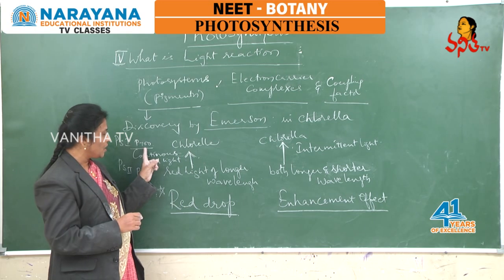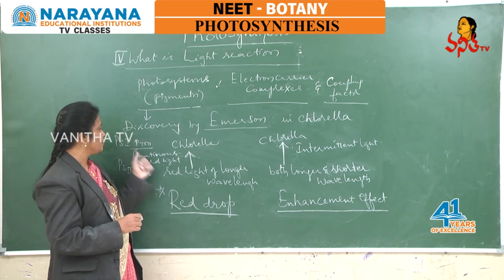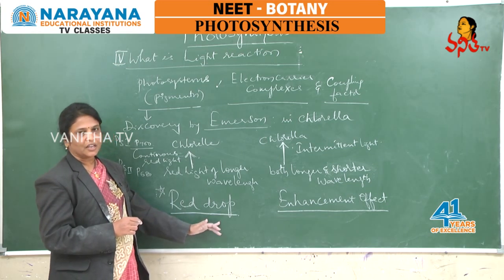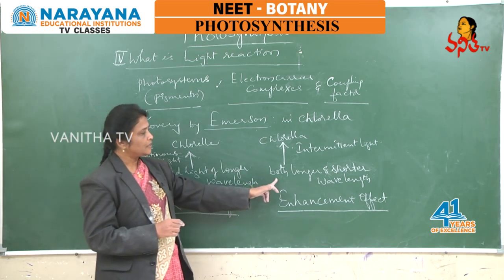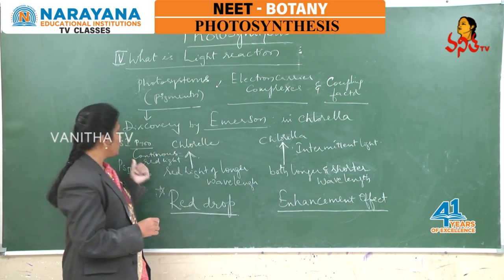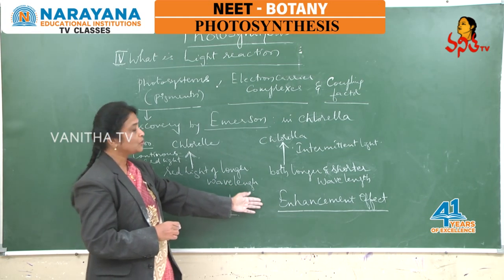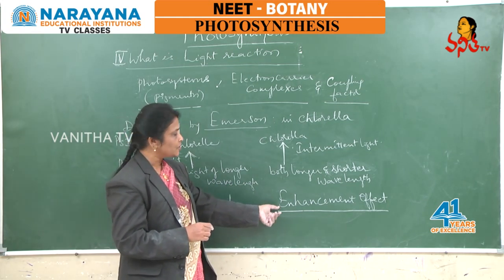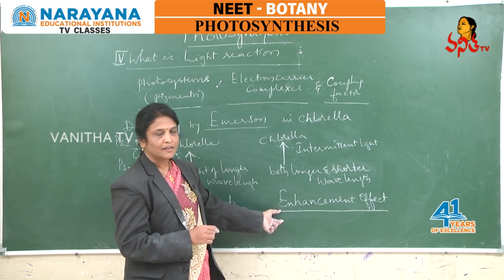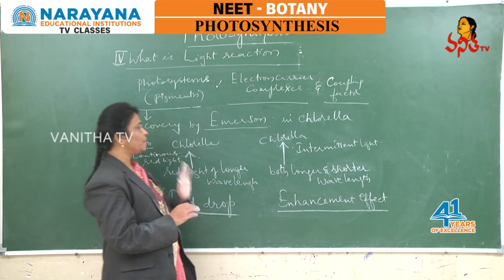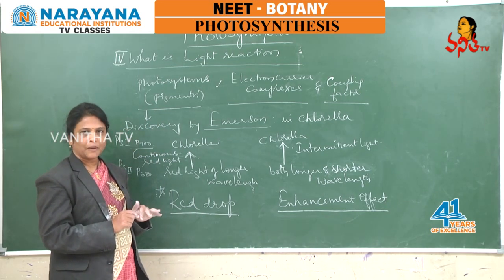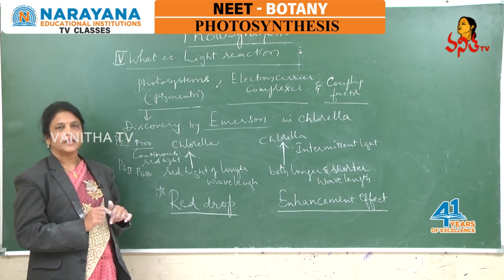So, as only longer wavelength is provided at that time, only PS1 is in function, that causes a drop in photosynthetic activity. Whereas at the time when Chlorella is exposed to both longer and shorter wavelength, both the photosystems are in function. So that simultaneous and synergistic functioning of both the photosystems causes enhancement or increase in photosynthetic activity. Based on this observation, he revealed there are two photosystems in higher plants, that is PS1 and PS2.